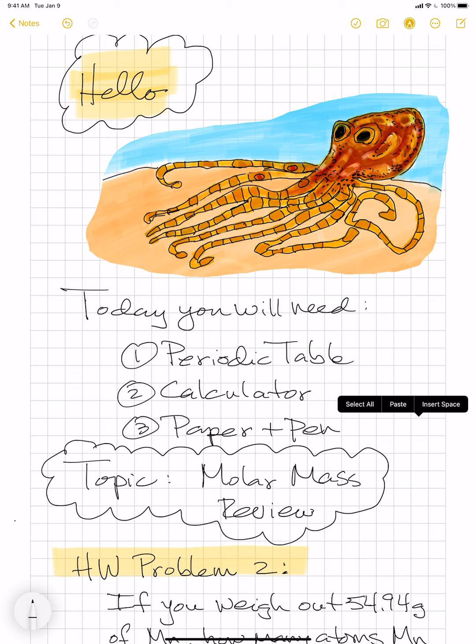You should be looking at the whiteboard that I have here, and if you're looking at it, you could see that there is an octopus there. That is the molar mass octopus, whose only job in life is to make sure that you feel comfortable calculating molar mass. And so what are you going to need for today?